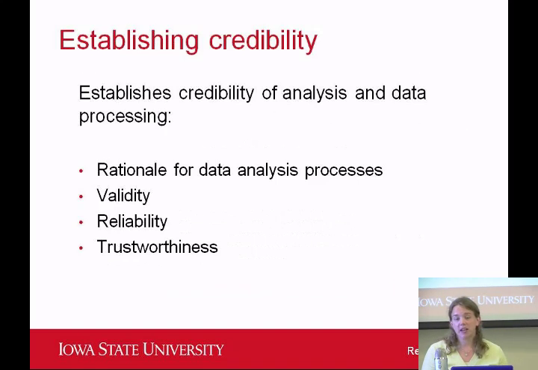And the function of this step is to assert and establish the credibility of the analysis and the data processing. So we use this step to present a rationale for the choice of our data analysis processes. So we may need to justify why we've chosen certain processes over others. We might use this step to indicate the different procedures that were used that will help provide some sort of credibility in our actual analysis.